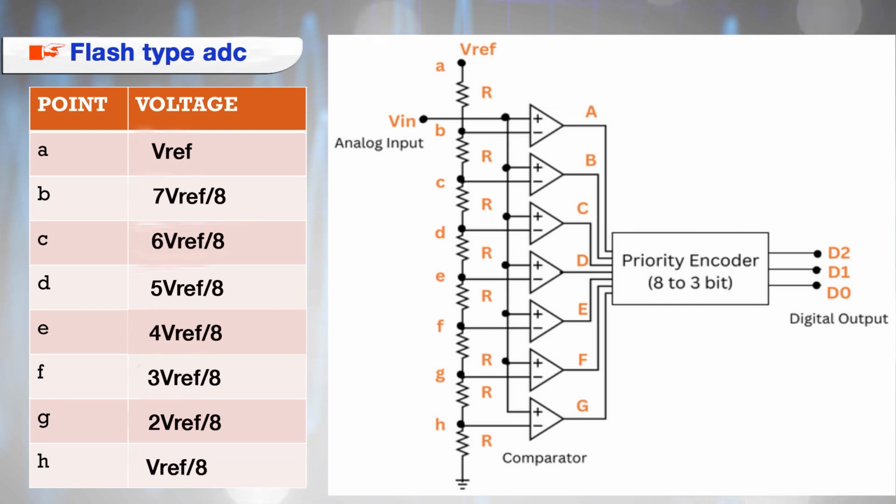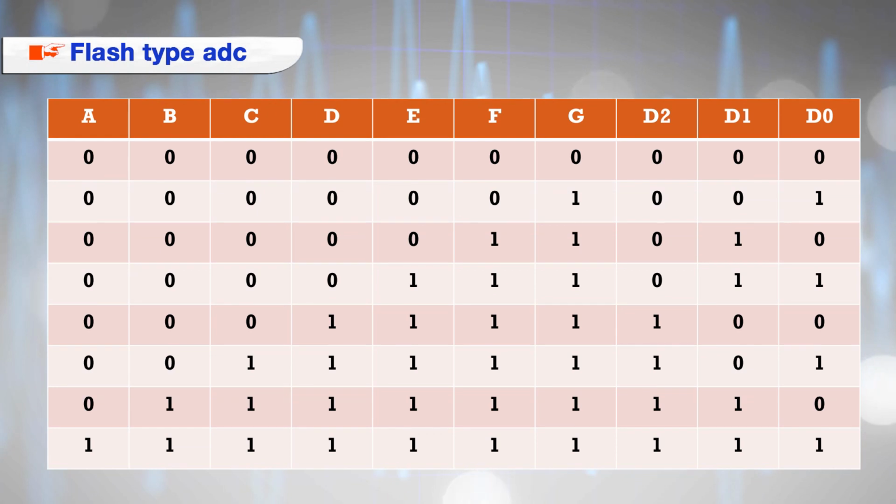Different points are connected to the minus input of different comparators, and the positive inputs of all comparators are connected to the analog input voltage V in. Now, suppose analog input voltage V in is less than V reference by 8, which means the positive terminal input of all comparators is less than their negative terminal input. Then in such a case, the output of all comparators will be 0 and the priority encoder will generate an output 0 0 0. Observe it from the table.